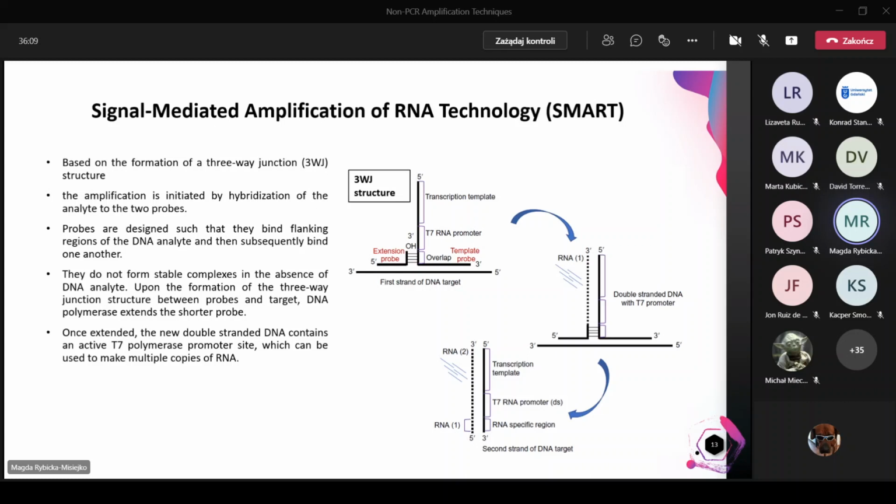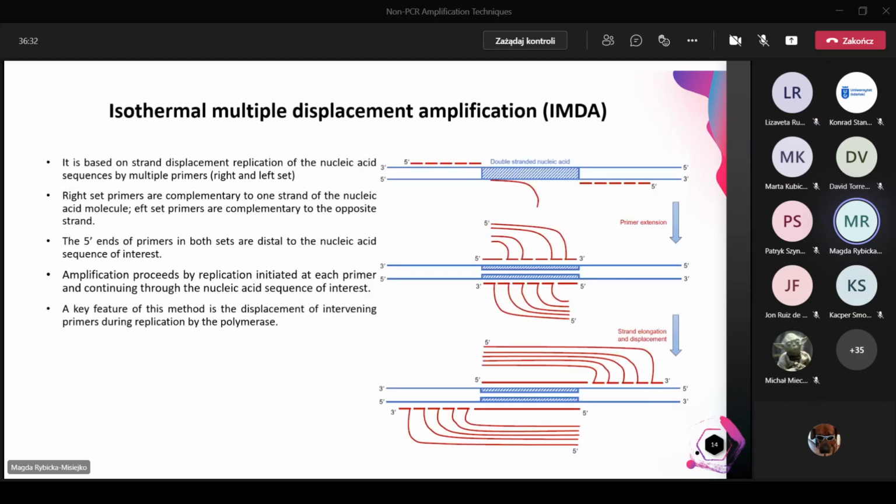This method actually relies on a signal amplification and does not require thermal cycling or involve the copying of target sequences. The assay generates a signal that is highly target dependent and is appropriate for the detection of DNA and RNA targets. Isothermal multiple displacement amplification. This is also based on strand displacement replication, but by multiple primers.